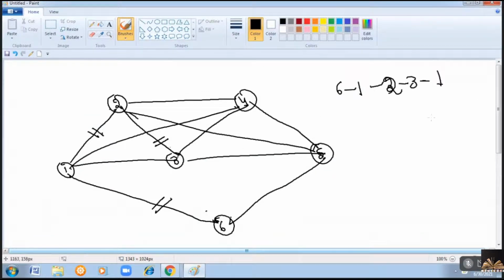Many possibilities are there. I'm just checking any one possibility. If that is satisfied, okay. Otherwise, I have to check for another possibility. From 1, I can go to 4. From 4, you can go to either 5 or 2. Let me go to 2. From 2, you can go to 5.